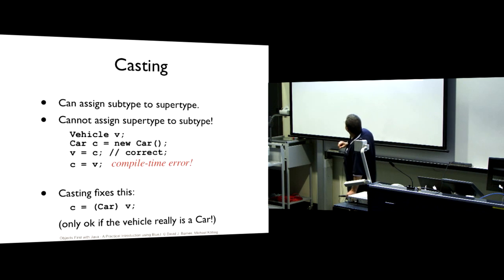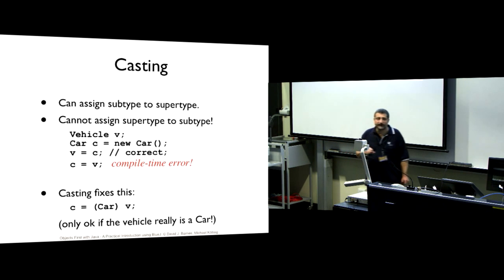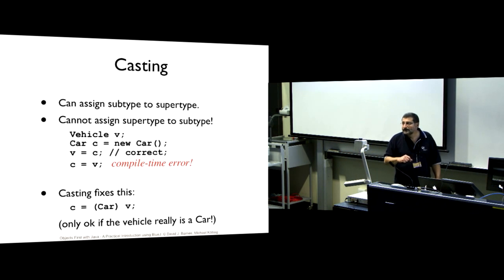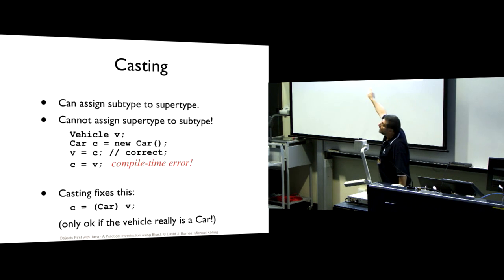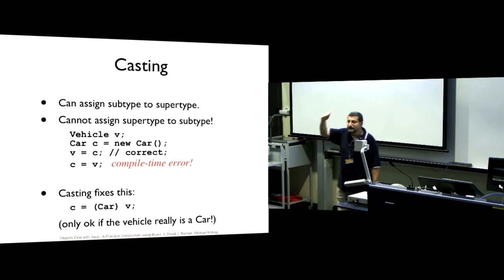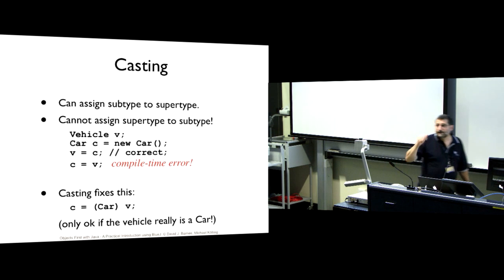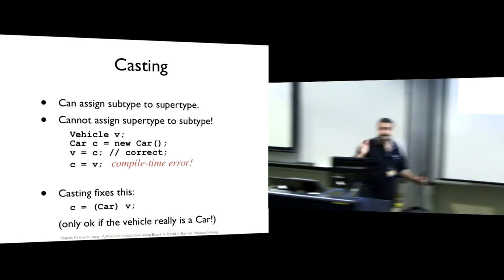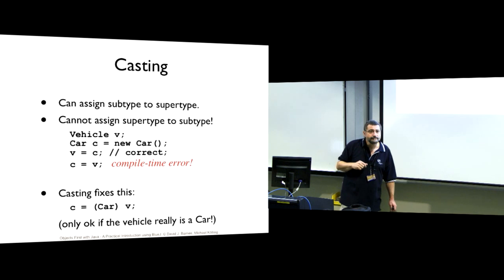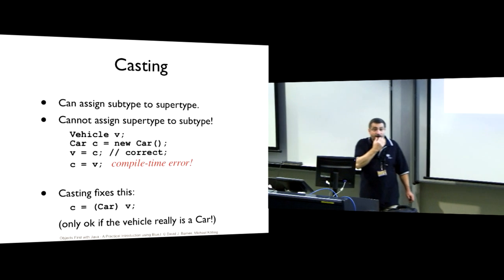But if we do it the other way around, if we try to assign V to C, Java's going to complain because it doesn't know whether that assignment is going to be correct or not. V could contain a vehicle type, or it could contain a bicycle type. So if we tried to assign it to C, Java will say, I don't know how to handle this, so it's an error.